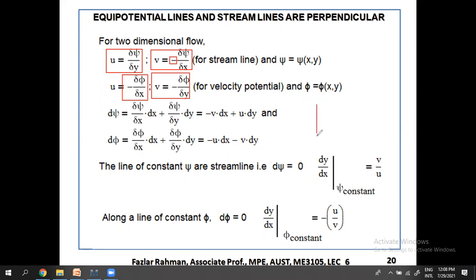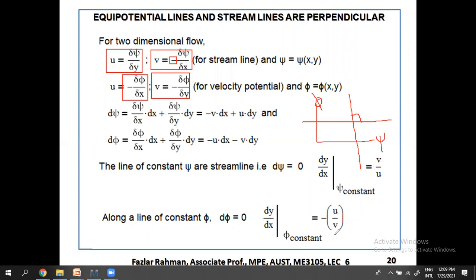If I make a graph, say along this direction is psi, along the y-axis is phi. If they intersect, then what will be the angle between them? So for example, this will be the phi line and this will be the psi line, right? Then what will be the angle of intersection between the two lines, or what is the relationship? That we try to figure out.